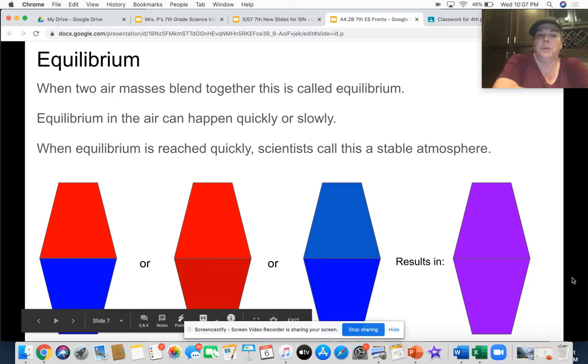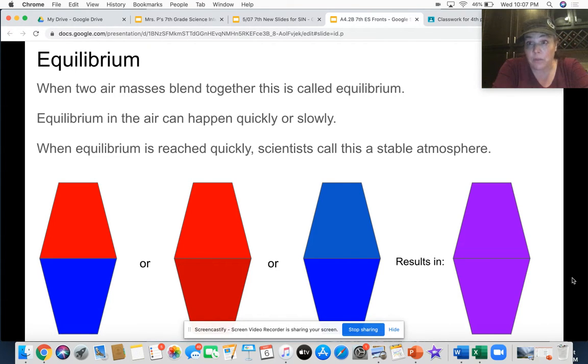This is a new word, equilibrium. Equilibrium comes from the word equal, so we know it's the same. When two air masses blend together, this is called equilibrium. Equilibrium in the air can happen quickly or slowly. When equilibrium is reached quickly, scientists call this a stable atmosphere.